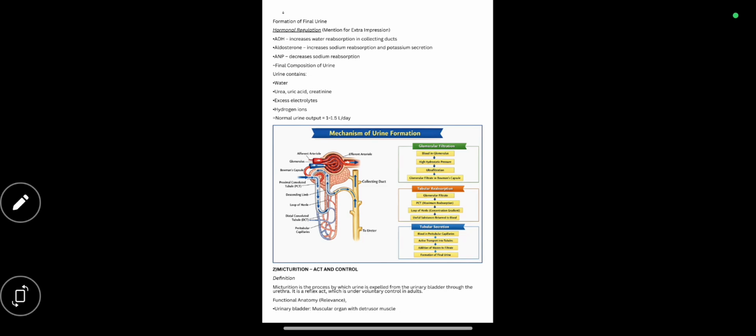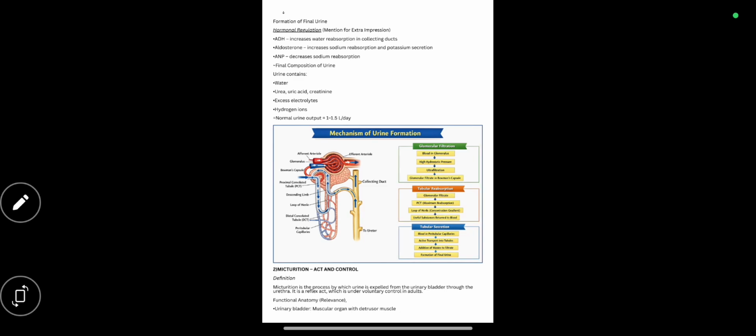Hormonal regulation. What are the hormones involved? ADH, antidiuretic hormone, also called vasopressin, then aldosterone, then ANP, atrial natriuretic peptide. So these are the hormonal regulation. The final composition of urine will contain all these substances, and I have pictorially represented the mechanism of urine formation. You can follow this pattern for your exam to score high marks.